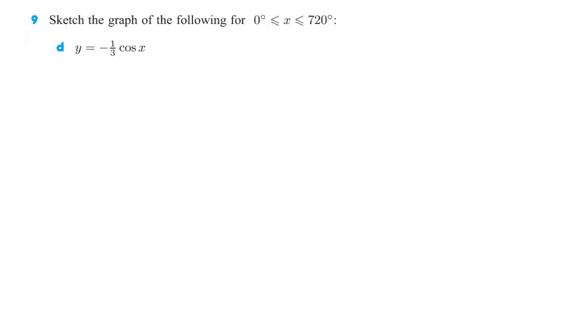Look at that, same. Oh, it's just part D. So that previous one was 9, I think A or whatever. Now we've got 9D. So we got y equals -1/3 cosine x. We're going to sketch this one here. So there's no number out there, so I'm going to put +0. There's no number in front of the x, so that's 1. Right, so that's going to help us figure out all of our stuff.